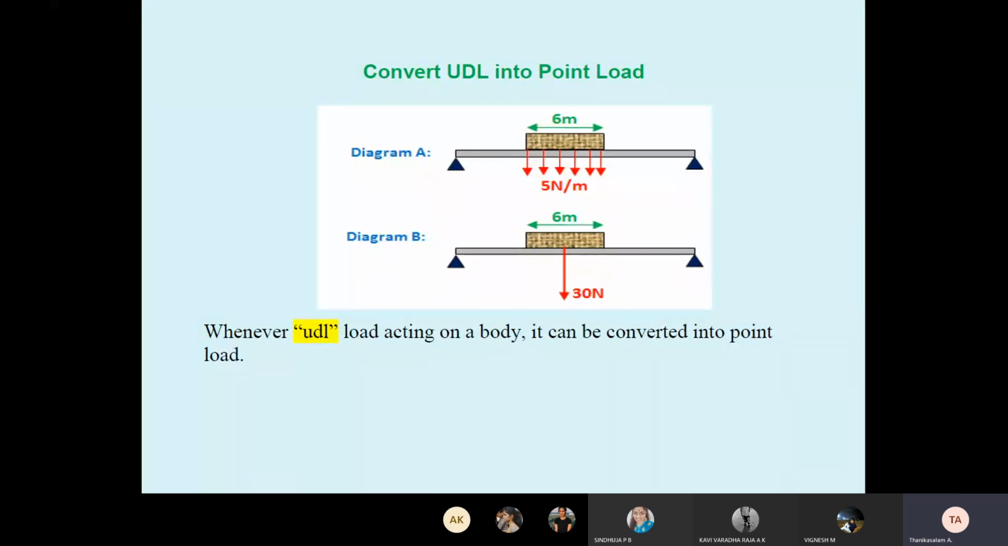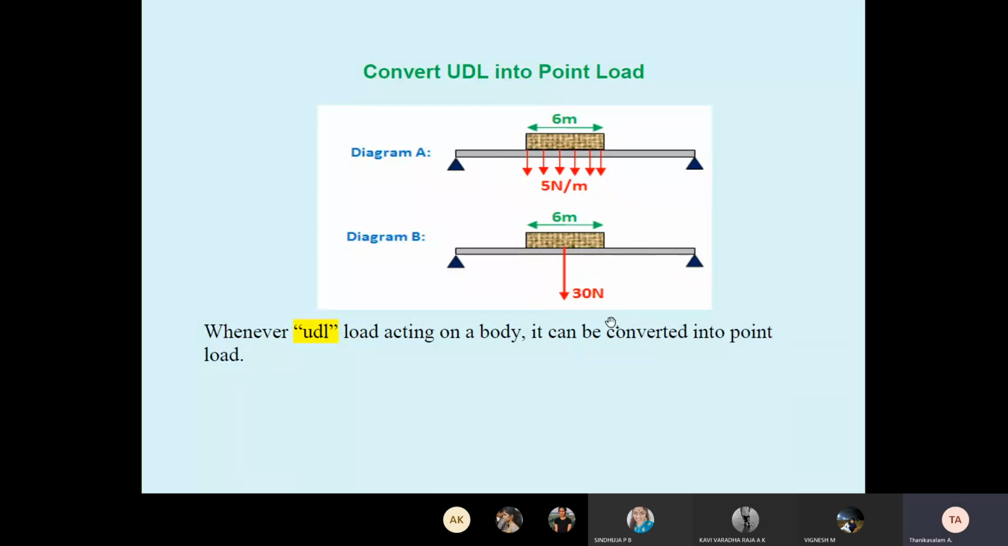How do you convert to a point load? You see our diagram A. This is a uniformly distributed load acting, 5 Newton per meter. It should look like a rectangle, no? So convert to a point load. Length into height, length into thickness. 5 into 6, how much? 30. So 30 is acting vertically downward. At which distance? Students, another question. At the middle of the distance. 6 meter, so middle is 3 meter, 3 meter. That's why I have marked here 30 Newton acting vertically downward.